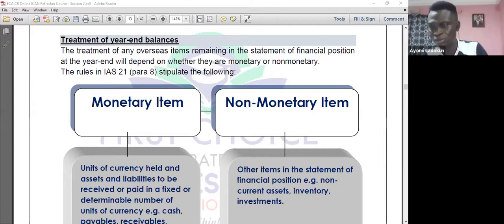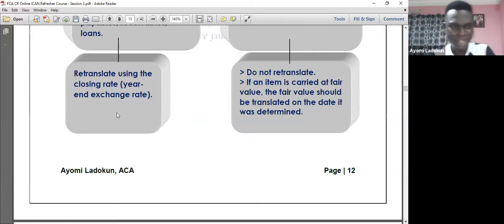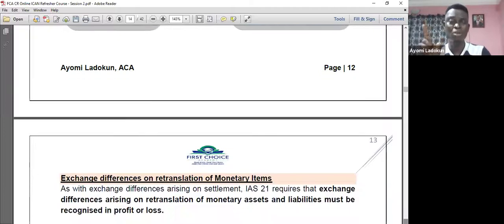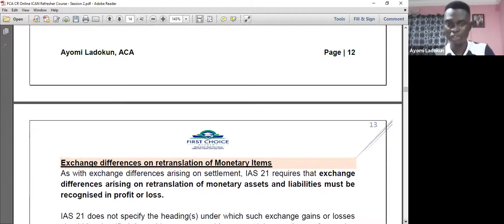So we can solve 1 or 2 questions and we say bye-bye. Everything I just explained, can you see? Retranslate using the year-end exchange rate, the closing rate. So do not retranslate when it comes here. But if an item is carried at fair value, can you see? Fair value should be translated at the date it was done. That's why if you look under your OCI, other comprehensive income, you will see exchange difference as a result of IAS 21. Because if you have PPE, the valuation increase goes to OCI. That's why you see that.